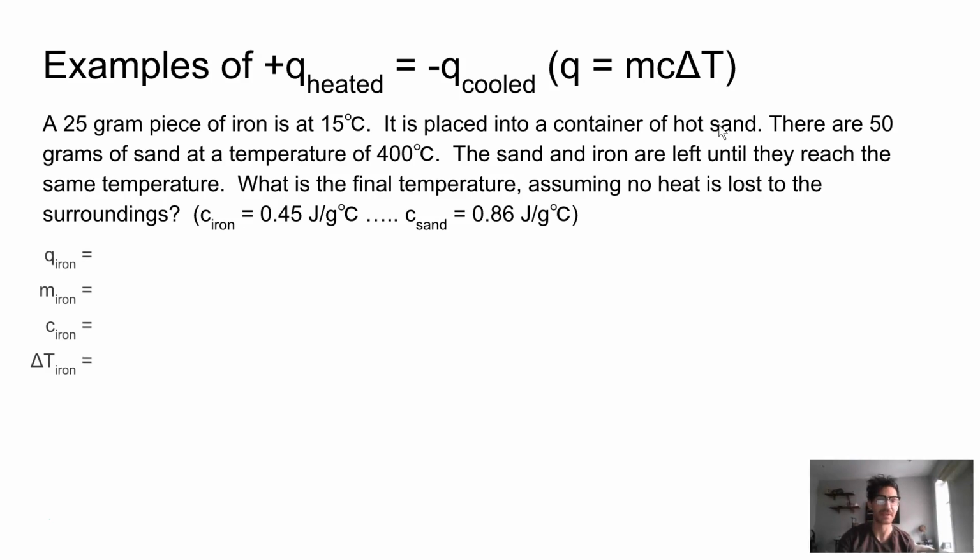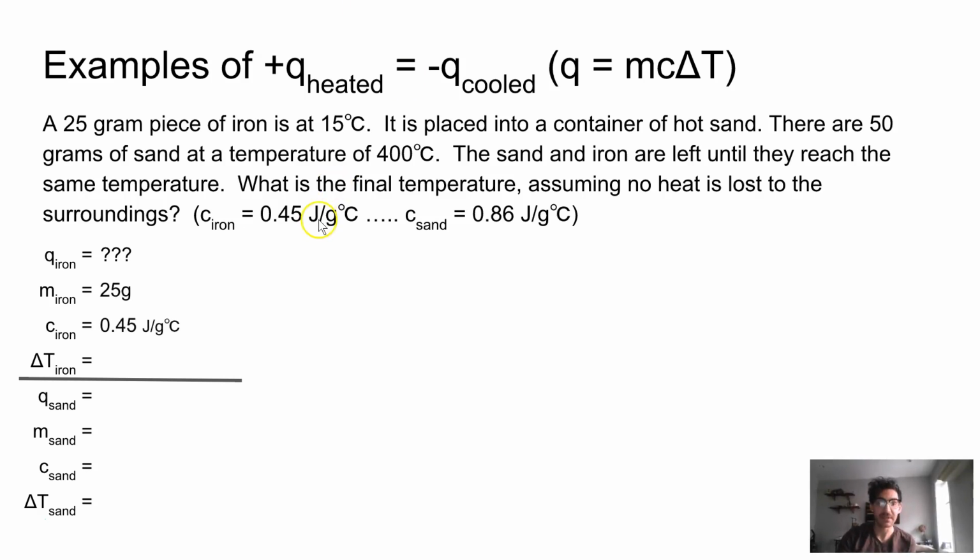So what I'm going to do is set up a list of variables for iron and also for sand, because they are both important for this. I'm going to read through the problem and see what information I can fill in here. For this whole problem, there's no mention of joules, kilojoules, anything about actual energy. So I'm going to say I don't know the heat flow. However, I do know the mass of the iron, and I know the specific heat of the iron.